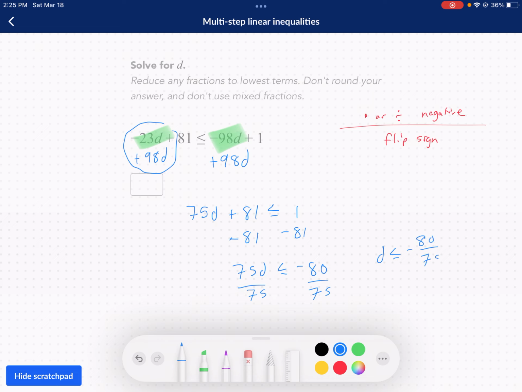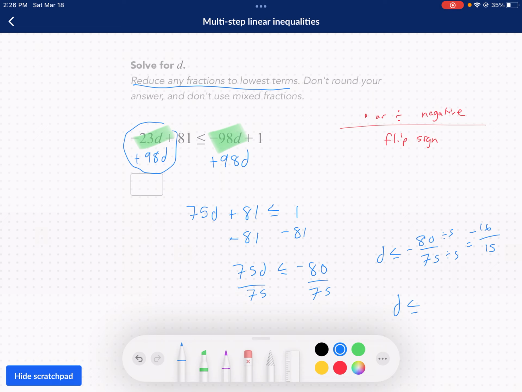Here's the thing, though. It says reduce any fractions to lowest terms. So we need to find a common factor between 80 and 75. I'll give you a hint: it's going to be 5. So let's go ahead and do that. We're going to divide 80 by 5 and 75 by 5. To reduce this, divide the top and bottom by the same thing. 80 divided by 5 is 16, and 75 divided by 5 is 15. So we have negative 16 over 15.